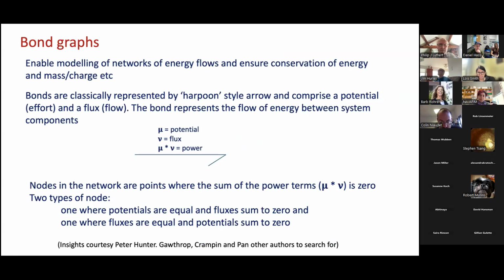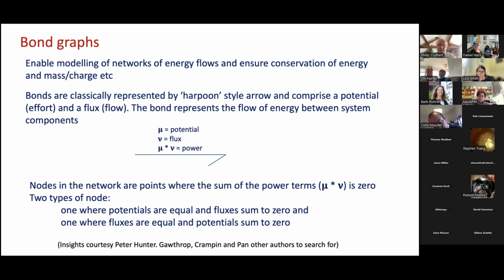So this is the most technical I'm going to get into, and this whole subject would justify a series of lectures, so it's going to be very brief. But articles by Peter Hunter, Gawthrop, Crampin, and Pan do a great job of showing how this kind of formalism can be applied to metabolic models. And bond graphs were developed by physicists, largely to make it possible to map energy flows through systems.